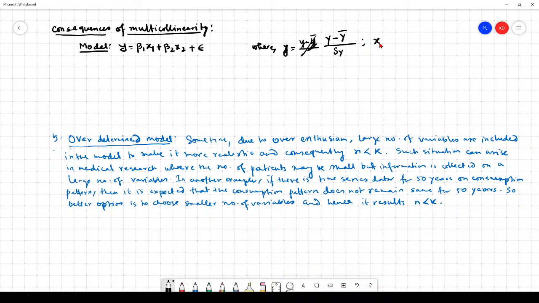Similarly, x1 is capital X1 minus x1 bar divided by s1. S1 is the sample standard deviation of the corresponding explanatory variable x1. x2 is x2 minus x2 bar divided by s2, and epsilon is the error term where expectation of epsilon equals 0 and variance of epsilon equals sigma square I.